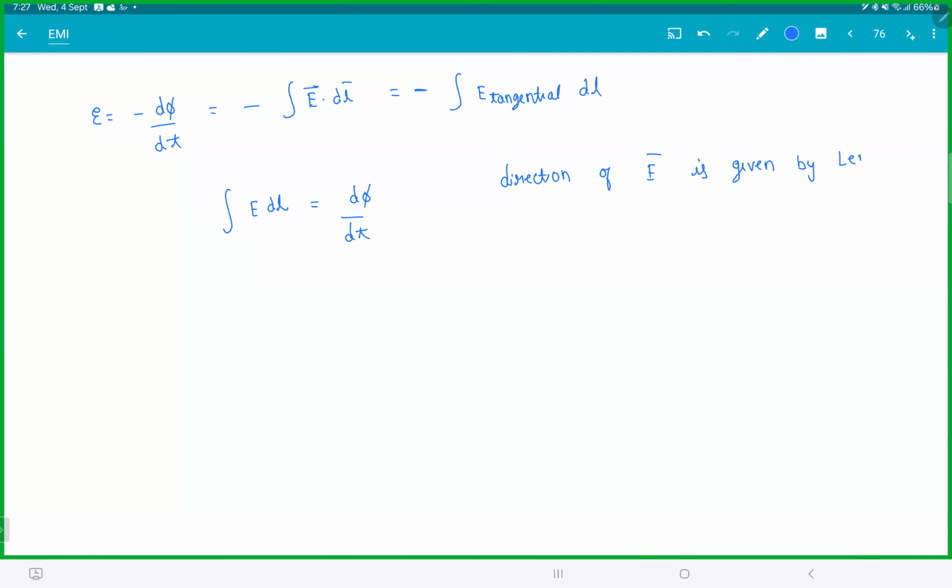Same story. The system will try to oppose, because if you remember, the current J bar is equal to sigma E bar. Remember from current electricity? And J is the direction of the current. That means in the direction of the current, your electric field also exists. So if you can find the direction of the current using Lenz's law, that will be the direction of the electric field also. Clear? Let me show an example.